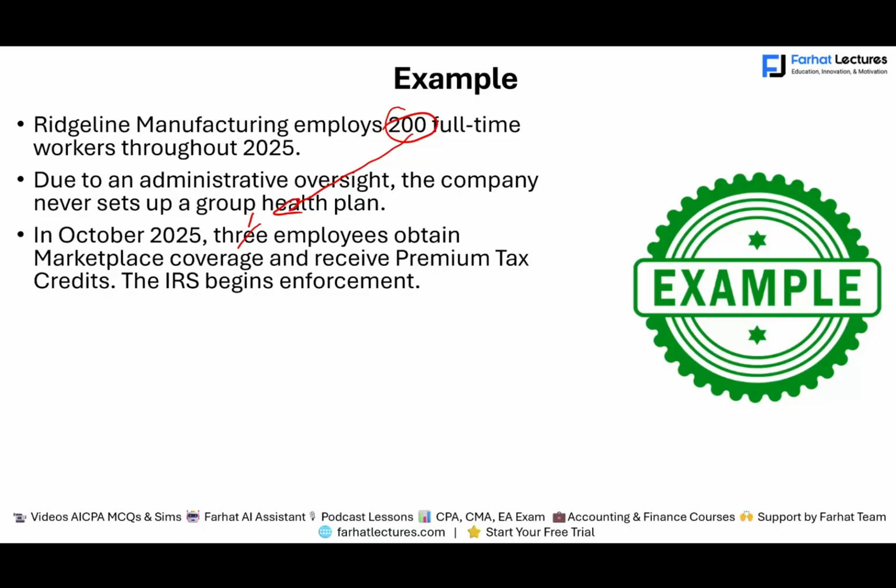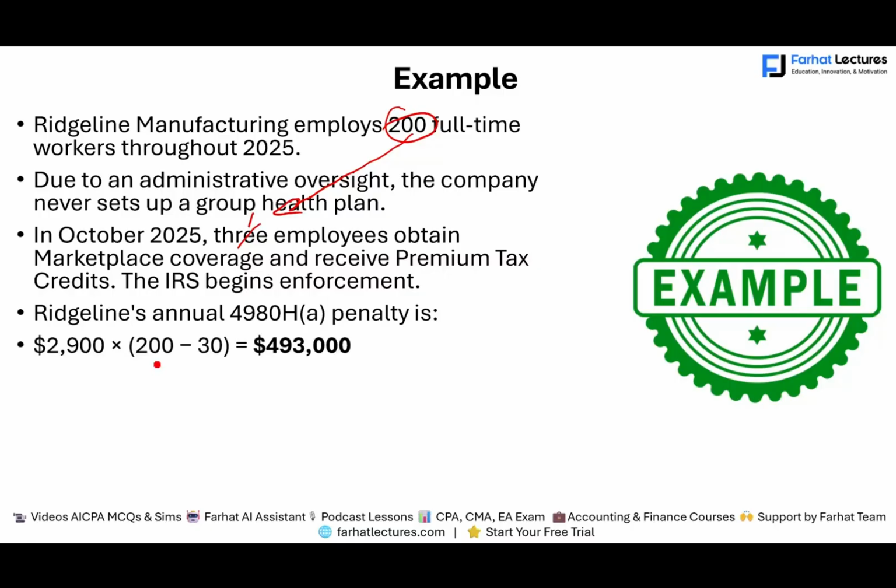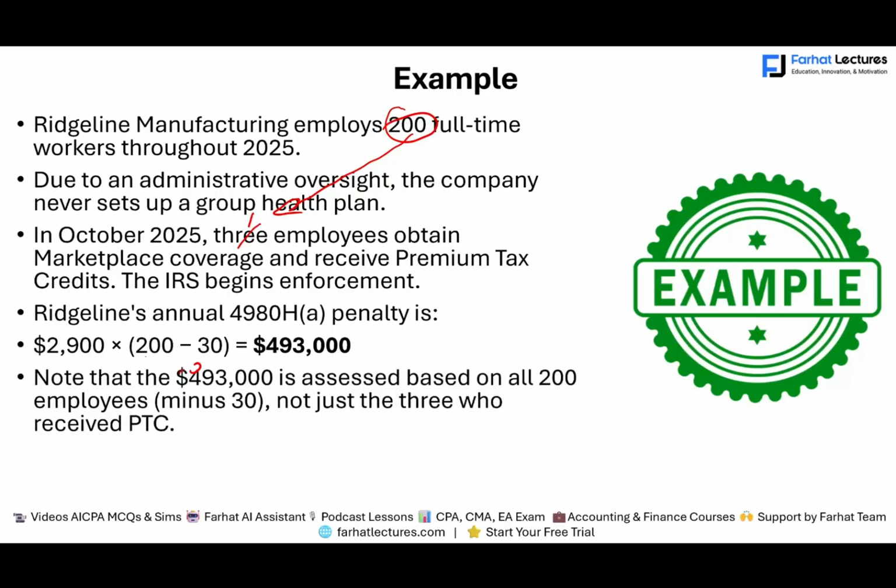Now, the company's annual penalty A is 2,900 times 200 minus 30, which is 170. Now the company is looking at $500,000 of a penalty because 3 of the employees went to the marketplace. Was this a stiff penalty? Absolutely, that's $500,000. And it's assessed on all 170, 200 minus 30, not just the 3 employees who received PTC. Why? Because the employer did not offer any sort of a plan.